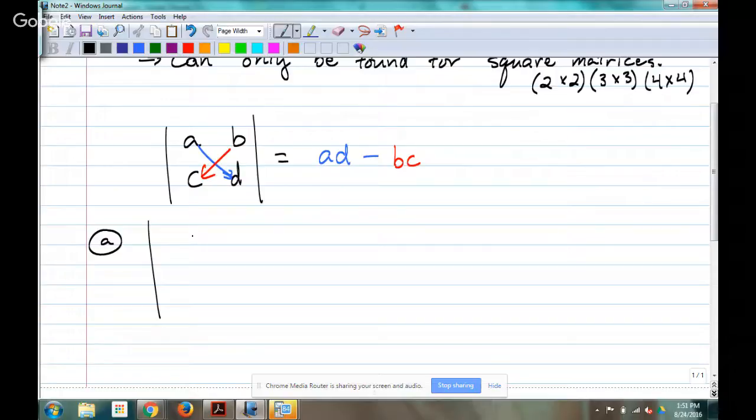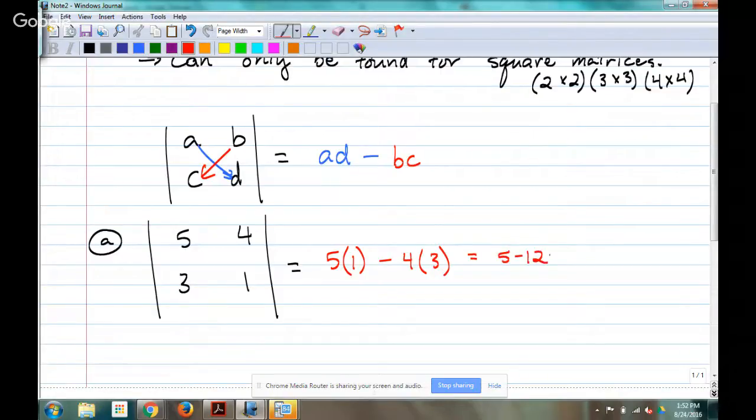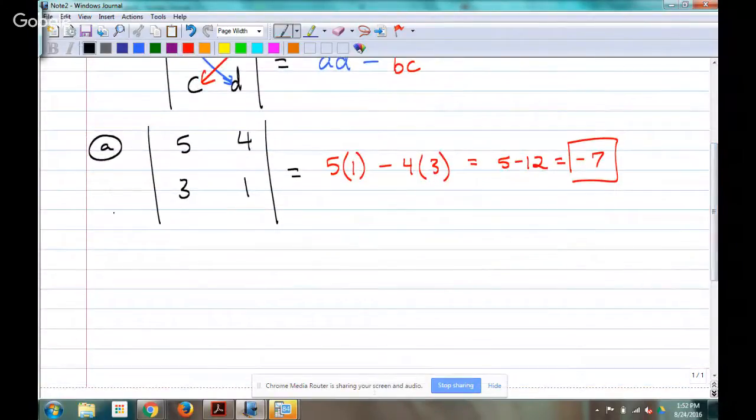So let's find the determinant of 5, 4, 3, 1. Diagonals, multiply: 5 times 1 minus 4 times 3. 5 minus 12 is negative 7, right? Okay, 2 by 2s, do it that way.